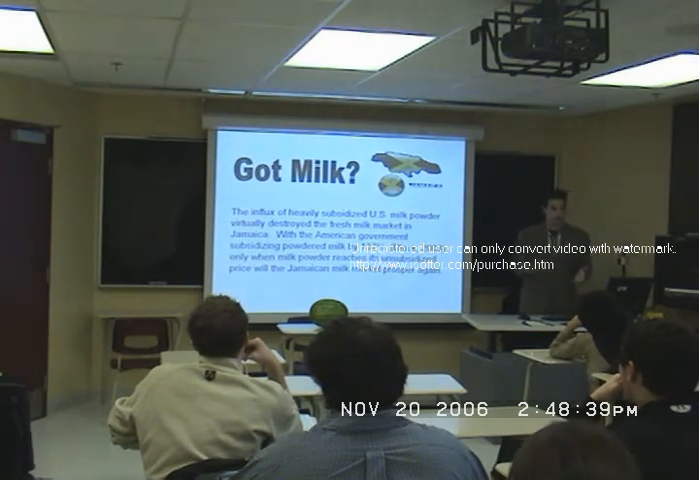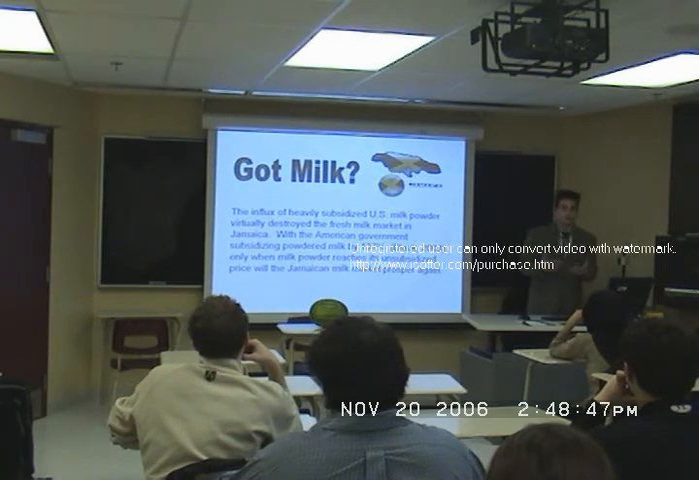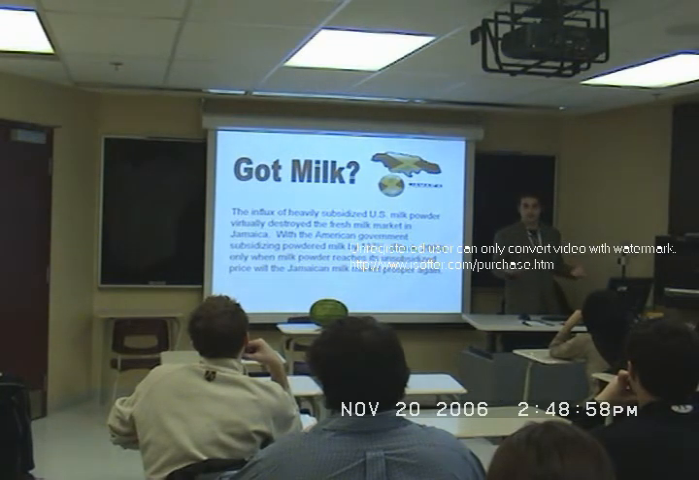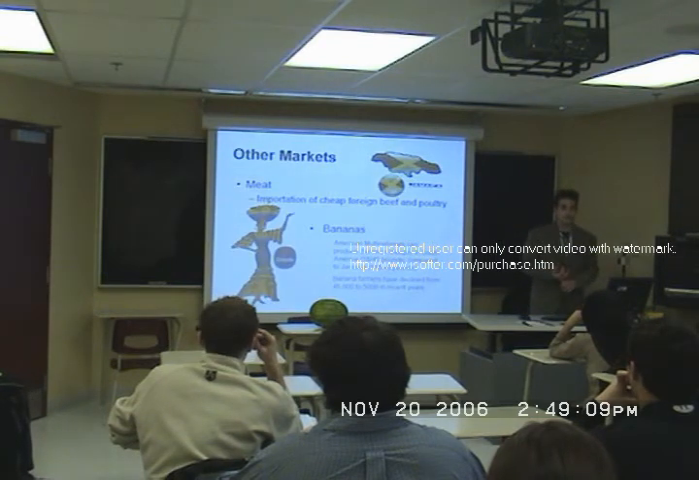Another industry was milk. Got milk? The fresh milk industry used to be also a big part of the Jamaican economy, but the powdered US milk came in and was subsidized by the American government by 137%. The fresh milk sector just couldn't support this. So basically now everyone in Jamaica uses powdered milk because it's cheaper, even though it's unfairly subsidized. So only when milk powder reaches its unsubsidized price will the Jamaican milk market prosper again. Other markets, same thing with meat, frozen meats, cheap meats.